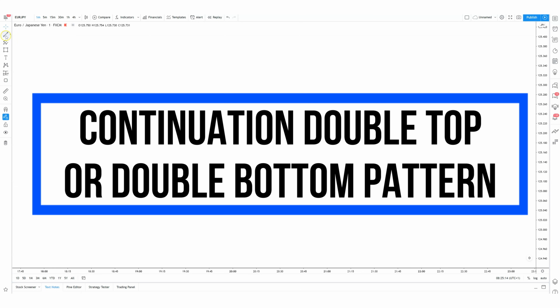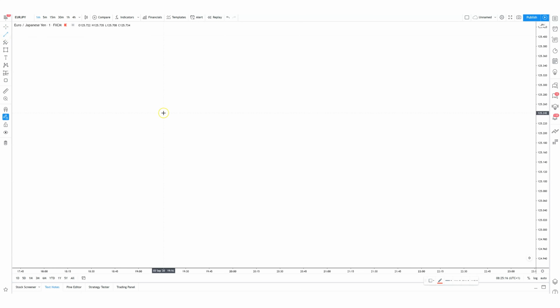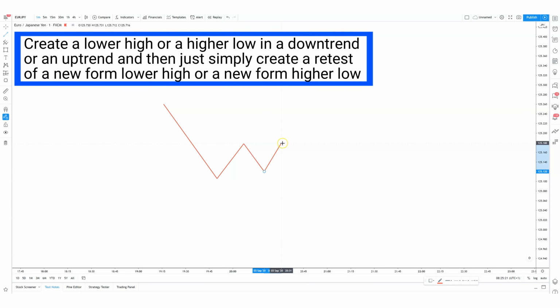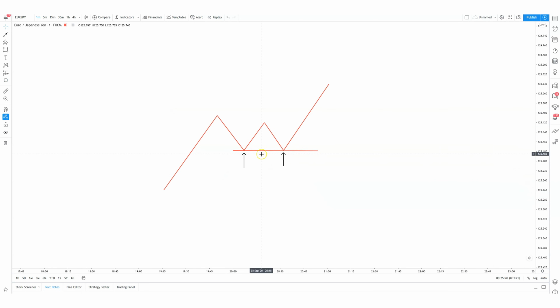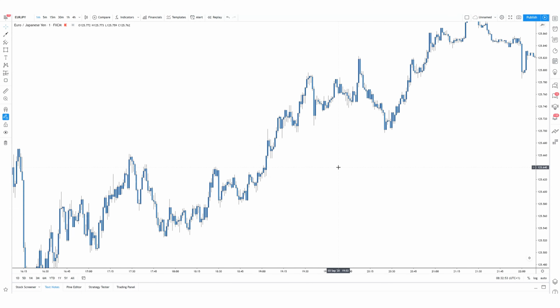So we're going to take a look at the 1 minute time frame to do this, because I really like the 1 minute time frame. And what we're going to be looking for the market to do is create a lower high or a higher low in a downtrend or an uptrend, and then just simply create a retest of a newly formed lower high or a newly formed higher low. What do I mean by that? Well, here we have a lower high formation, and now we have a retest of that lower high formation. If I flip the charts, here you can see a higher low formed and a retest of that higher low. So let's take a look at Euro JPY on the 1 minute time frame.